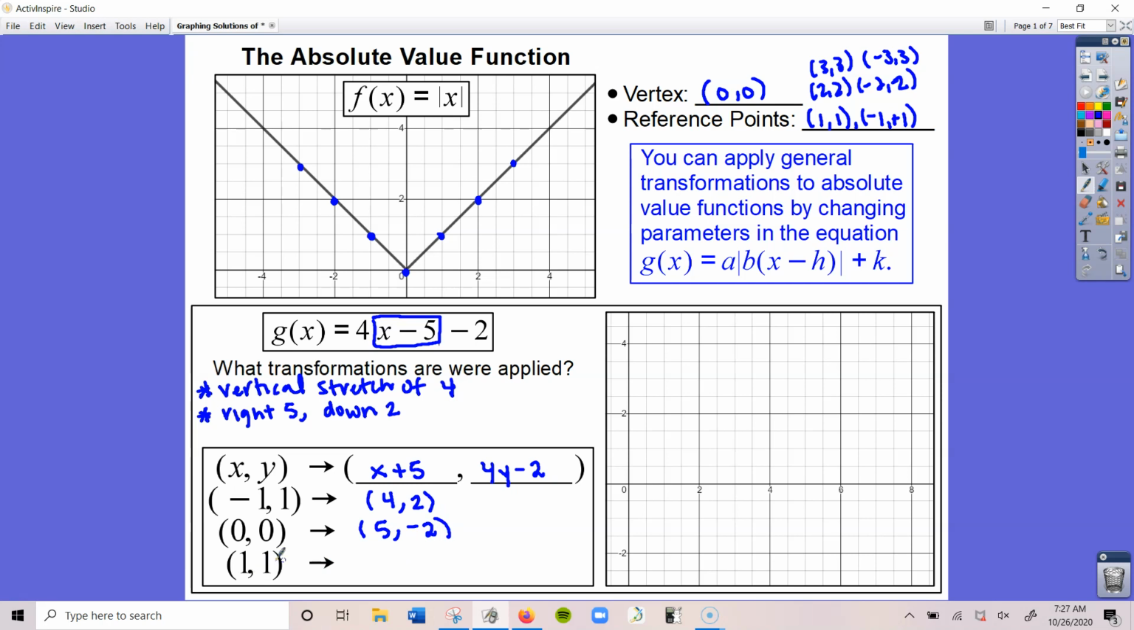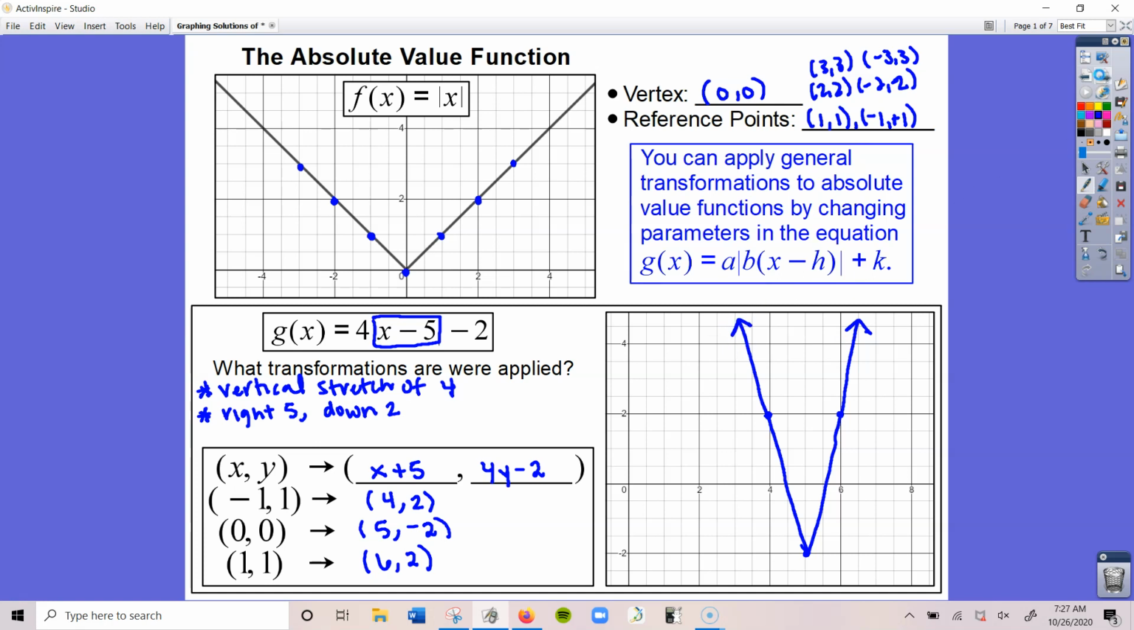And finally, when I plug in (1, 1), 1 plus 5 is 6. And 4 times 1 is 4, minus 2 is 2. So these are my new points, and I'm just going to go ahead and plot that. So we have (4, 2), (5, -2), and (6, 2). Once you have your 3 points, remember that our graph looks like a V. So we would just connect. And this would be my absolute value graph.